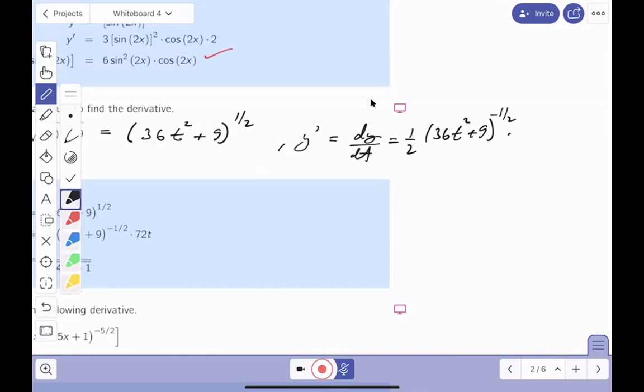Times the derivative of the inside, which is going to be what? That's going to be 2 times 36, which is 72t. The derivative of 9 is 0. I'm going to simplify this. And 2 goes into 72, 36 times. And that root problem's on the bottom now. I'll write this over here. That's 36t² + 9. I'll put a box on this.